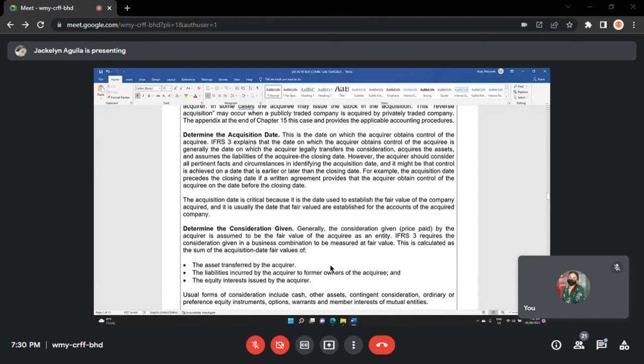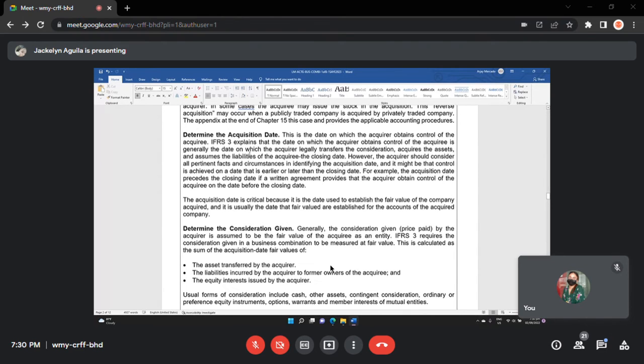Determine the acquisition date. This is the date on which the acquirer obtains control of the acquiree. IFRS 3 explains that the date on which the acquirer obtains control of the acquiree is generally the date on which the acquirer legally transfers the consideration, acquires the assets, and assumes the liabilities of the acquiree, the closing date.